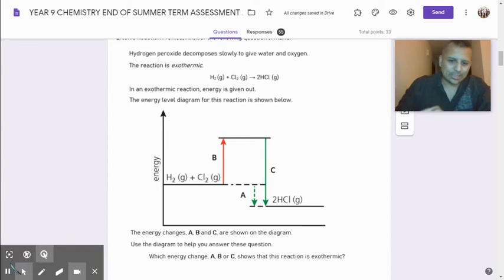If A was upwards, then it would be an endothermic reaction, even though B is always going to be up and C is always going to be down. This is a really good question because it went straight for testing knowledge of energy level profiles. This is quite a challenging topic, so being able to identify and interpret diagrams like this is part of the supplementary course.